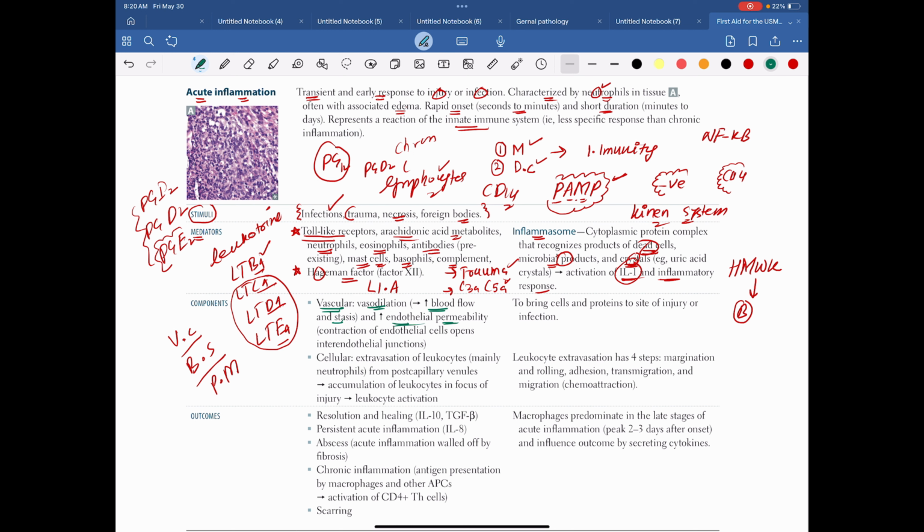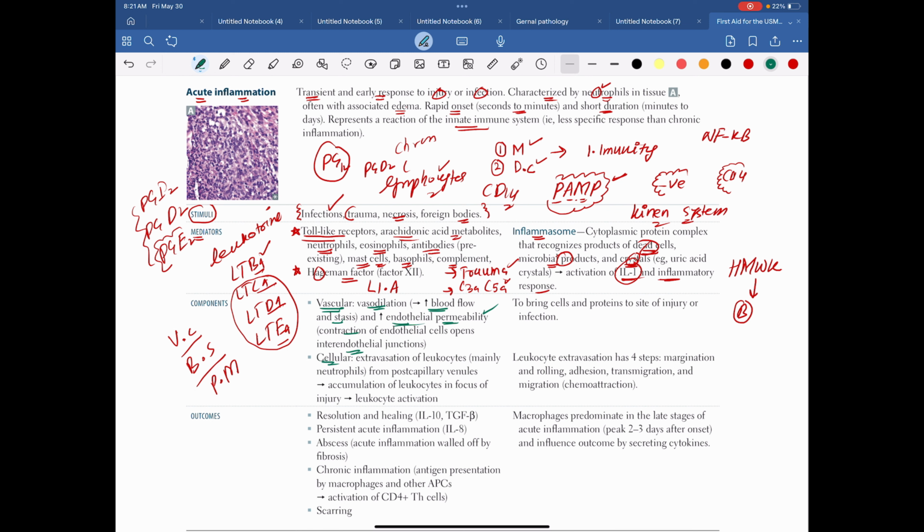So what is the meaning of endothelial permeability? During the inflammation, the endothelial cells are going to contract, and when the endothelial cells contract, they will open the intraendothelial junction. When they open the intraendothelial junction, it will lead to increased permeability. And then after that we have the second component, that is cellular.